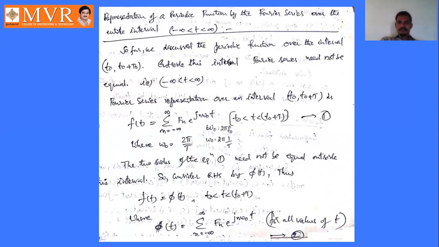So first of all, during the finite interval, the Fourier series must be equal to f of t. Beyond that interval, it may not be equal.